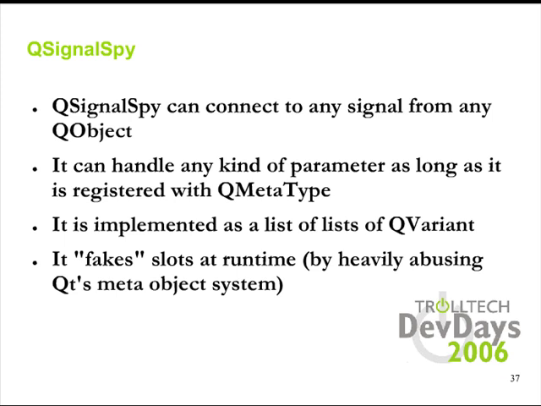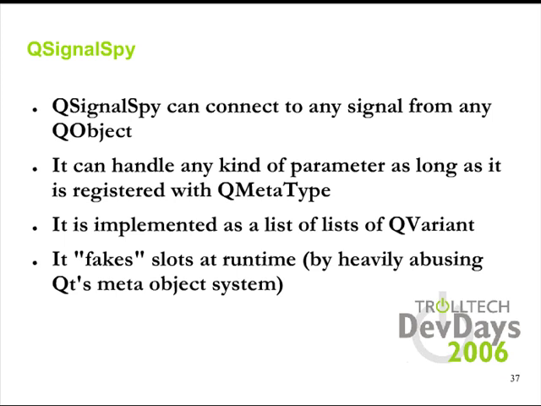Oh, boring. So one day I sat down and totally abused the meta object system, and the result was the QSignalSpy. QSignalSpy will fake any signal, or will fake a slot at runtime. So you don't have to implement a slot. It can fake anything. It can fake a slot called foo, which takes 3 QString arguments.